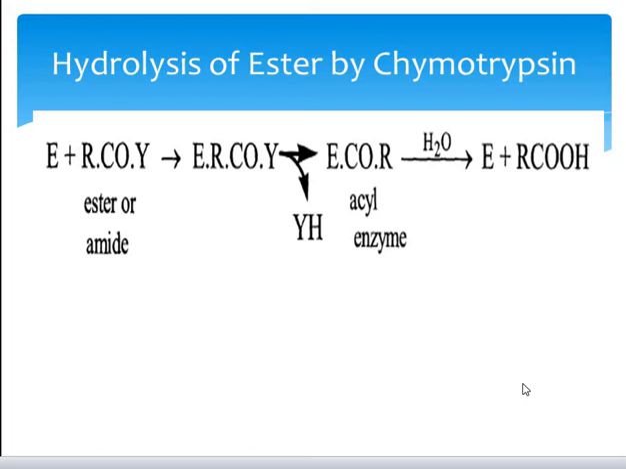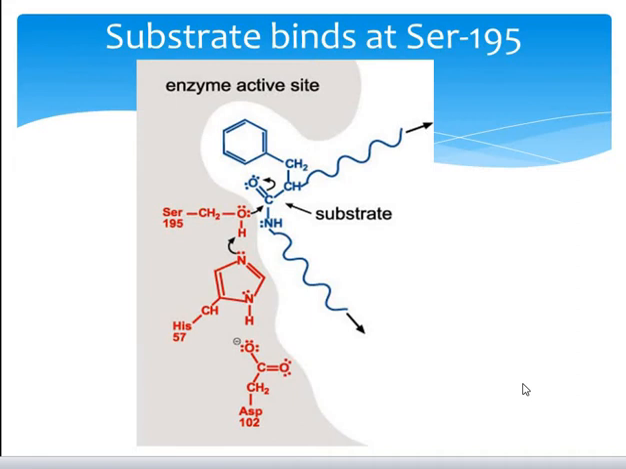Chymotrypsin-catalyzed hydrolysis of an ester proceeds via formation of an acyl enzyme. This is also true for the hydrolysis of amides, and we can write the reaction in general terms as follows. E plus RCOY, that is the ester or amide, gives E·RCOY, which yields YH and an acyl enzyme E-COR, which on hydrolysis gives RCOOH. Substrate could bind to serine 195, and also histidine 57 was involved in the reaction mechanism.